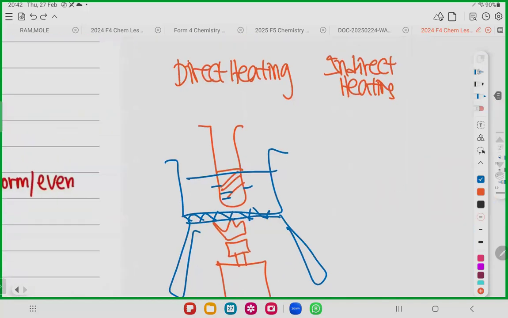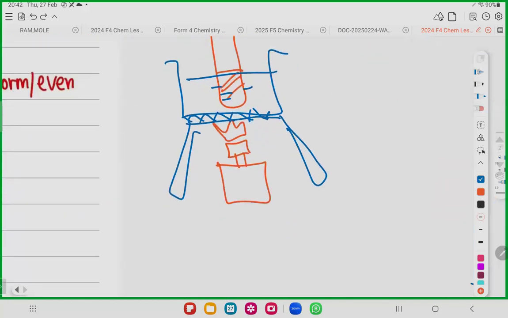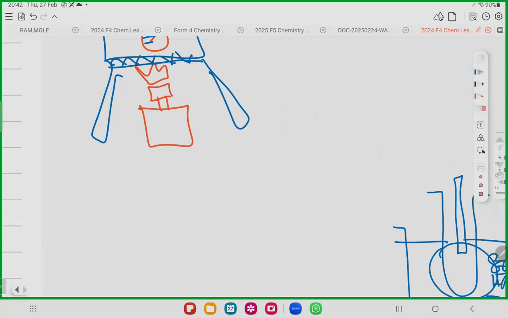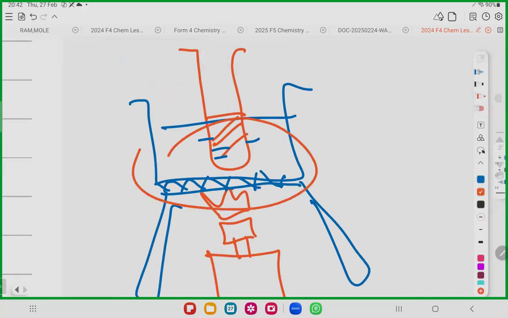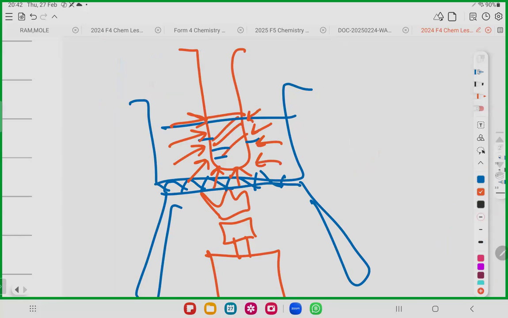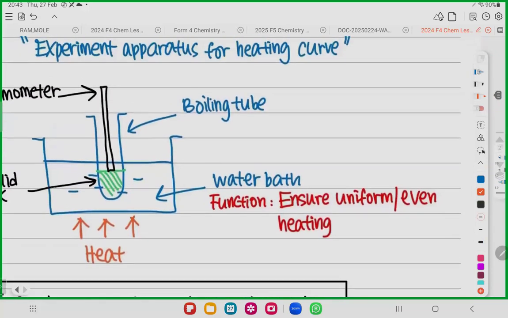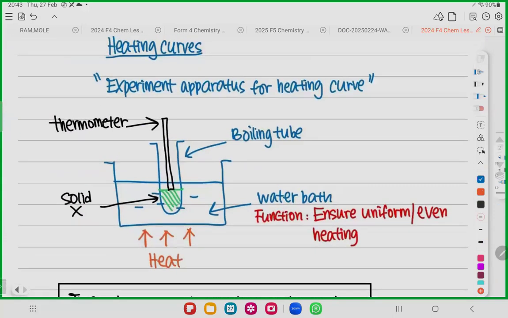Makes sense. If you do direct heating, the whole thing is put directly under fire. If the fire is here, maybe this part's temperature is higher than this part. Not good. You don't want the temperature to be different. You want the whole thing to be heated nicely and equally. But if you do indirect heating, no problem. You heat the water, and the water heats your substance equally from all directions. So the reason why we use a water bath, why we do indirect heating, is to ensure uniform heating or even heating. That's it. I hope everyone understands this diagram, the experiment to do the heating curve.